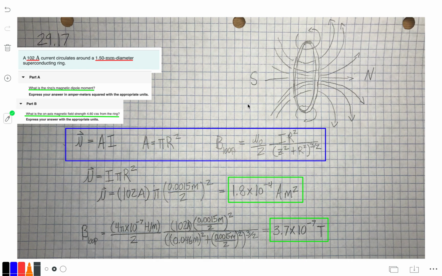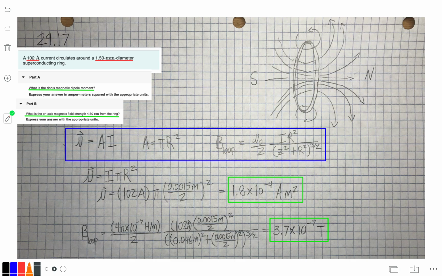In this problem, we are tasked with calculating the magnetic dipole moment as well as the magnetic field strength of a magnetically charged ring. So we'll be talking about magnetic dipoles as well as how to solve an equation involving these loops. In this problem, we're going over a lot of the ideas in chapter 29.5 of the textbook titled Magnetic Dipoles.